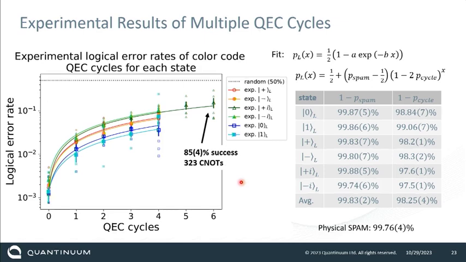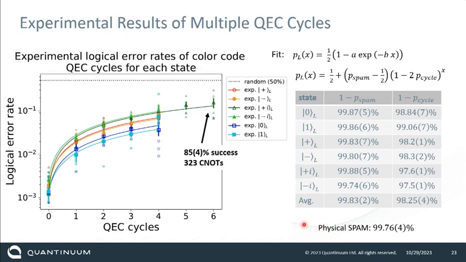With this, we were able to fit it to some exponential curve, which makes sense because the deeper the circuit, and these circuits get quite deep as you increase the number of QEC cycles, you'd expect the logical error rate to decay exponentially. And from there, we're actually able to pull out the fidelity of both the SPAM and the individual QEC cycles.